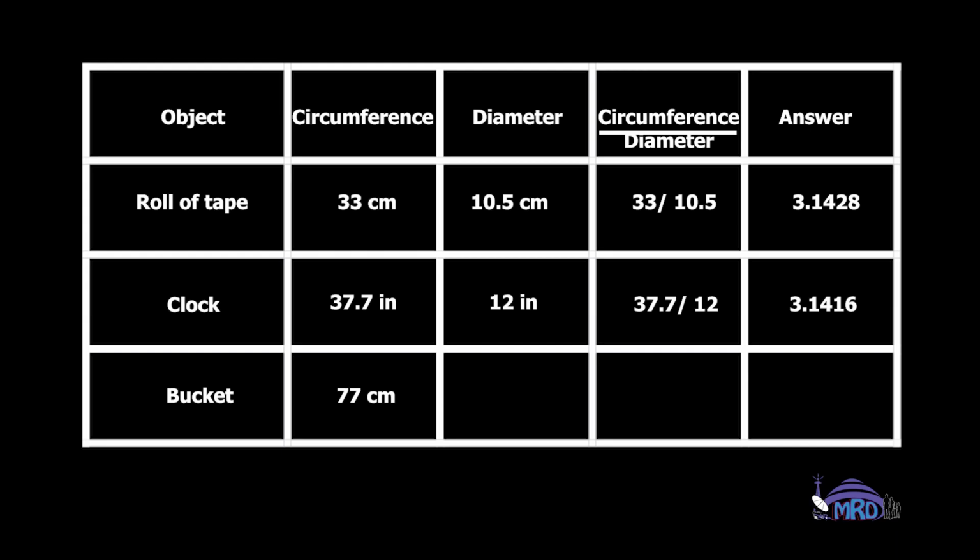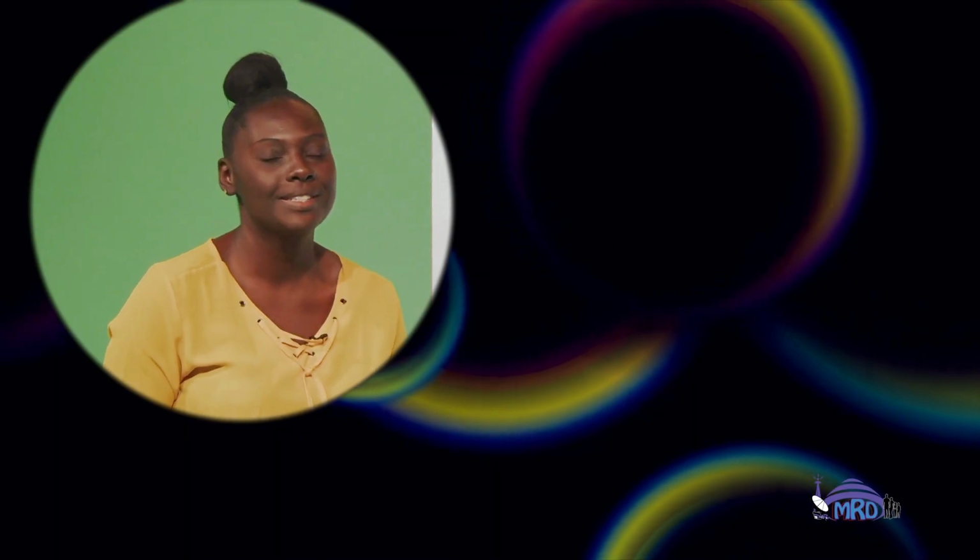Lastly, let's get our measurements for our bucket. Our bucket had a circumference of 77 centimeters and a diameter of 24.5 centimeters. And dividing this gives us 3.142 and so on. You should have recognized by now that despite the size of the unit of measure, the approximate value of pi remains constant.